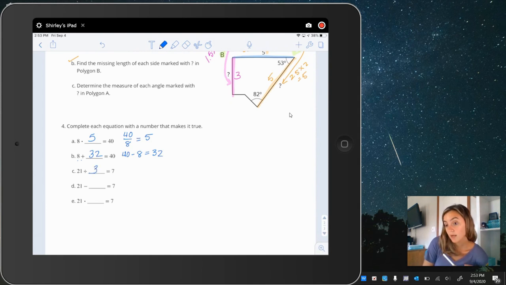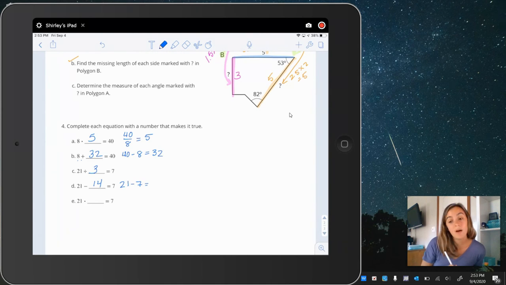21 minus what gives me 7? We can count backwards if we want, or we can just think about it the other way. 21 minus 7 is what? Again, in your calculators, if you need to use it, that's perfectly fine. What's 21 minus 7? That's going to be 14.